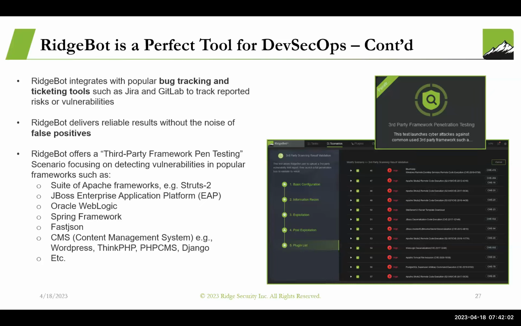And the next point I want to point out is that, as I alluded to earlier, we have a third-party framework pen testing scenario, which focuses on detecting vulnerabilities in very popular frameworks that are being utilized while developing web apps these days, such as various Apache frameworks, JBoss, WebLogic, Spring Framework, etc. Here we are showing in the screenshot just a small subset of the large number of plugins that we have for each of the vulnerabilities in these frameworks that we are capable of detecting.